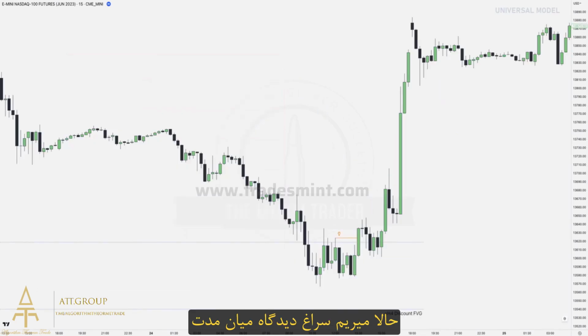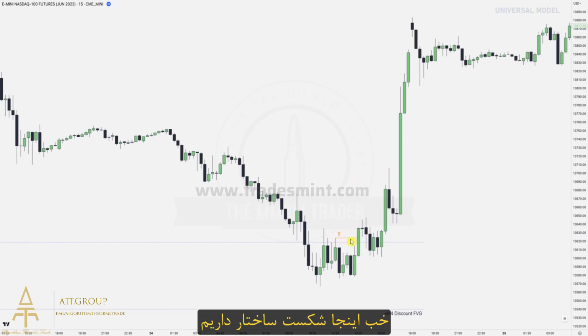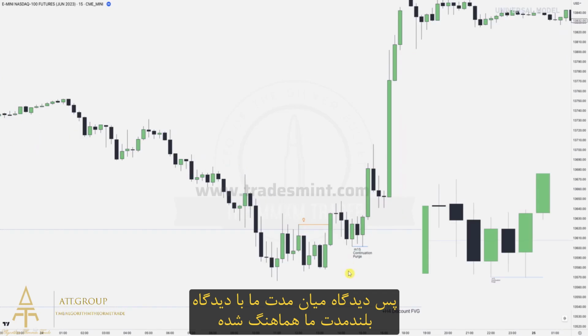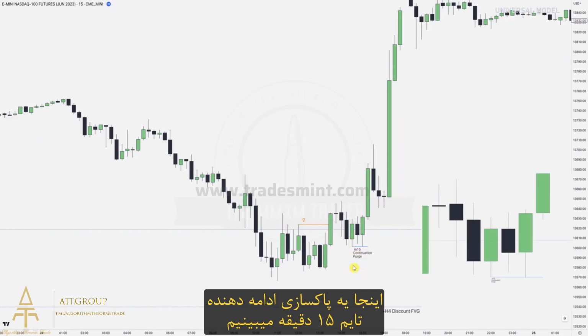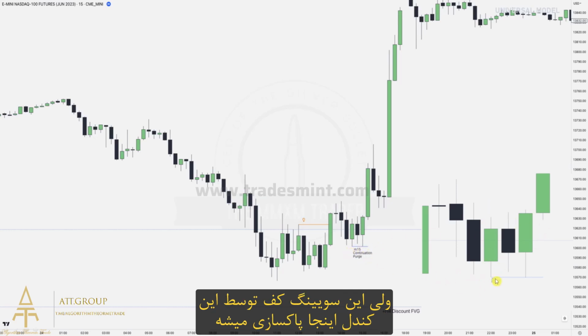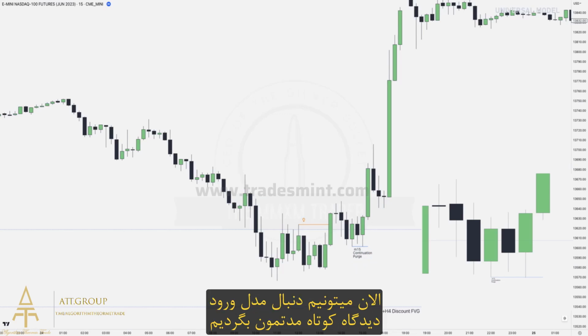Now let's dive into the intermediate term perspective, right? We want to line up our intermediate term perspective with our long-term perspective. So over here, we've got a break of structure, right? So our intermediate term perspective is in line with our long-term perspective. We can see a 15-minute continuation purge, and I will zoom in a little bit over here because you can't quite see it clearly down here, but we take out this swing low with this candle over here, and thus create that continuation purge. And with that continuation purge, we can now start to look for our short-term perspective entry model.